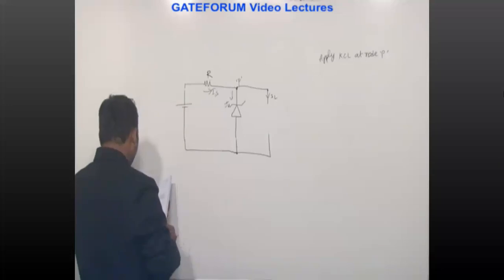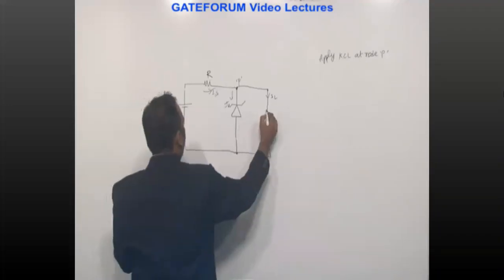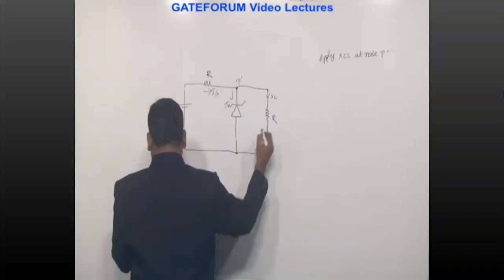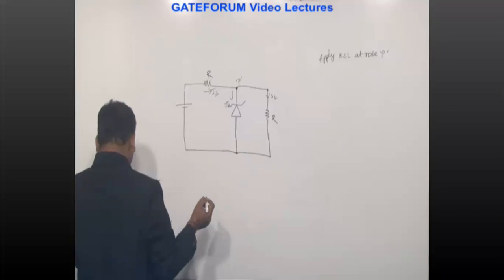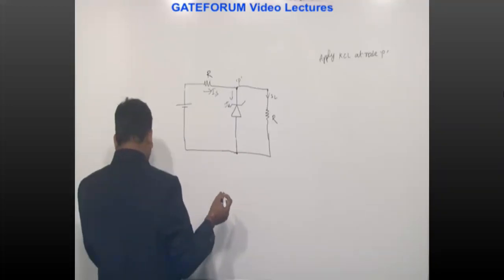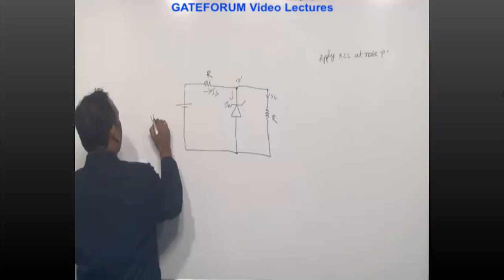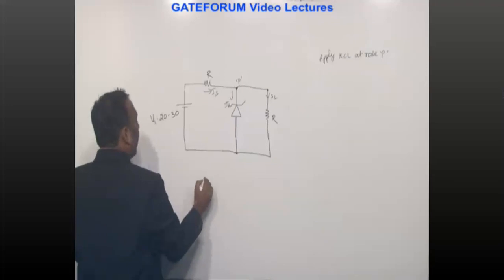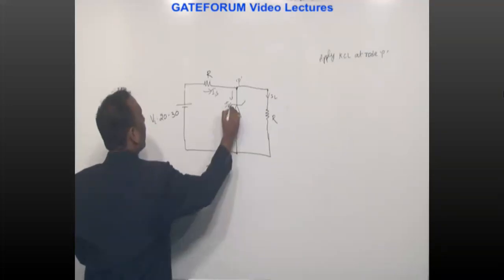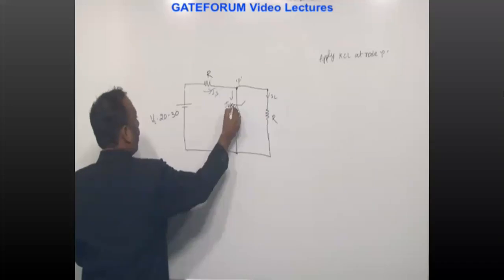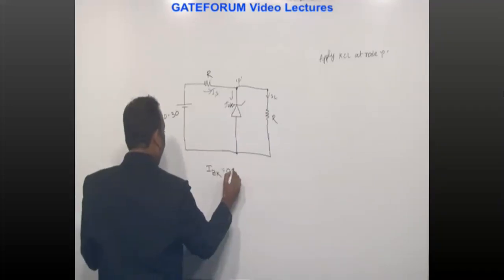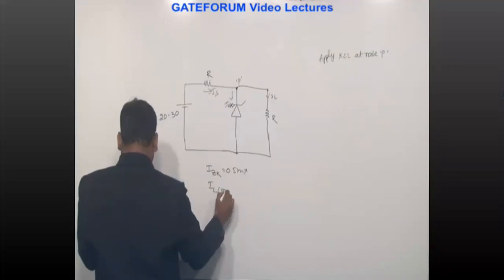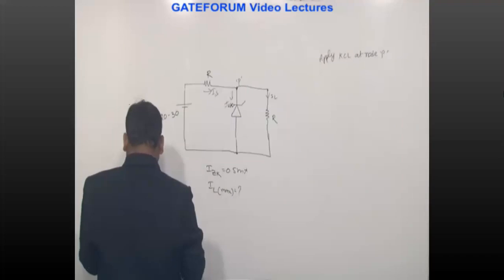Given IZK equals 0.5 milliamperes, find the maximum load current that is drawn from the circuit. Here it is given IZK, how much? 0.5 milliamperes. Find the IL max.